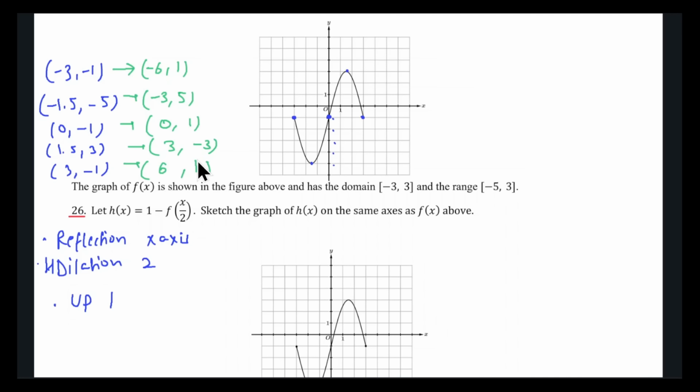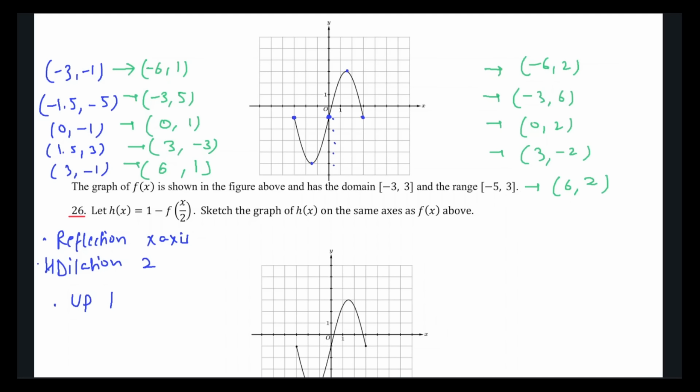And up by 1 will just change all the y coordinates and add 1. So it will be negative 6 comma 2, negative 3 comma 6. This will be 0 comma 2. This will be 3 comma negative 2. And this will be, I believe, 6 comma 2 over here, right?